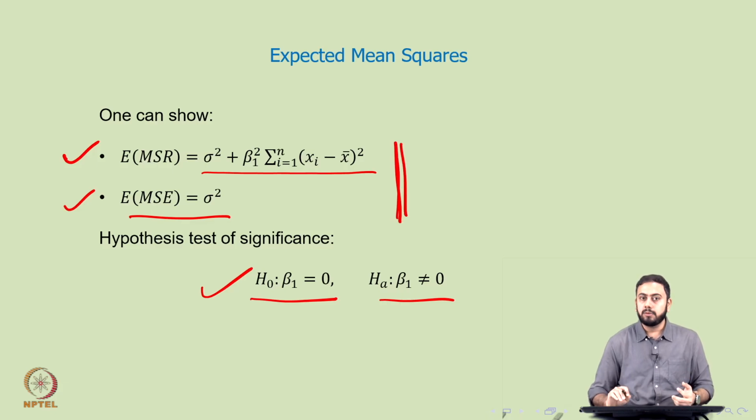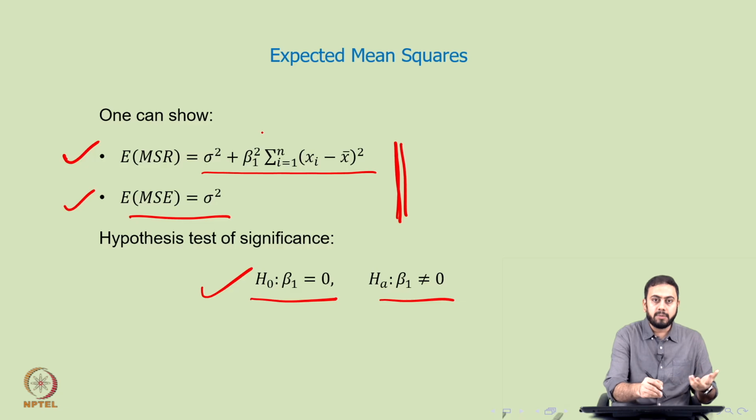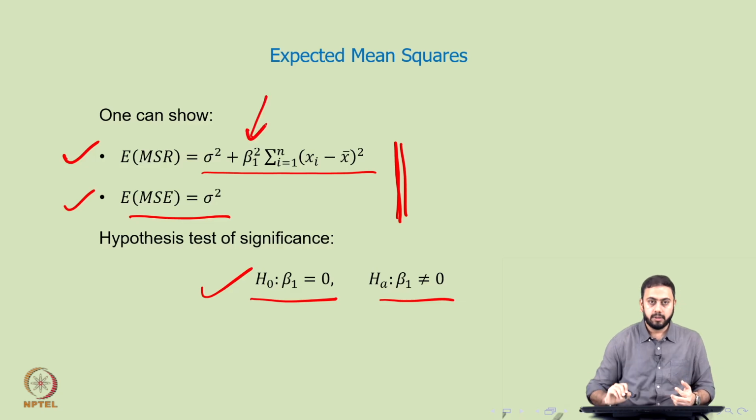The answer to this simple question is that if beta 1 is 0, and you see beta 1 right here, then this entire component would be 0, and both the expected value of MSR and MSE would be equal to sigma square. Whereas if beta 1 is not 0, this MSR would be more than MSE, or rather the expectation of MSR would be more than the expectation of MSE.